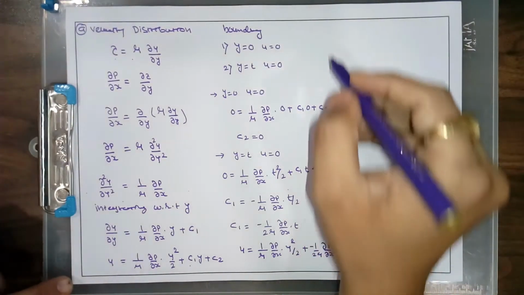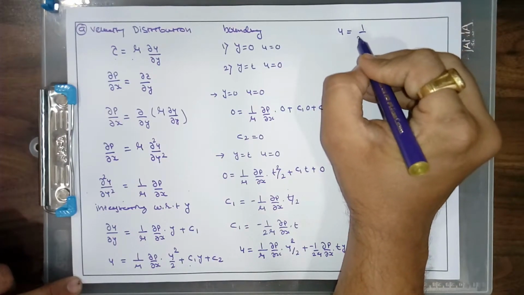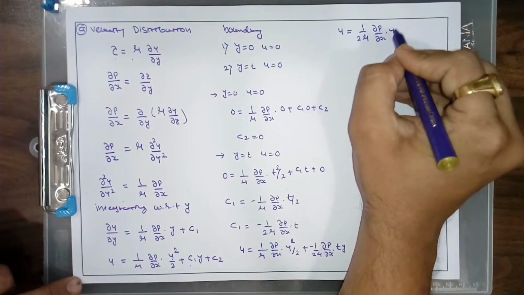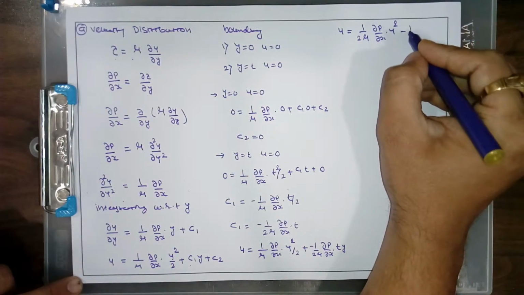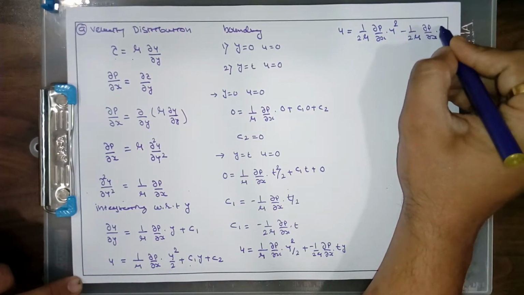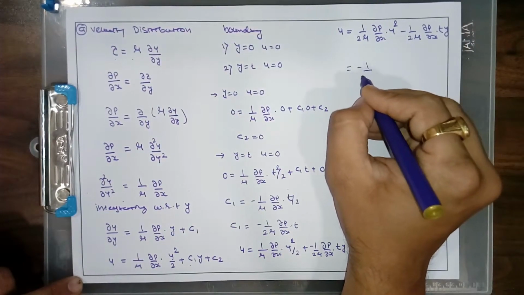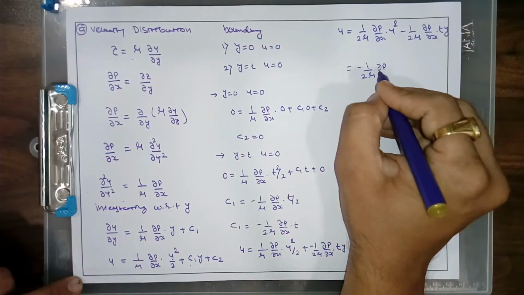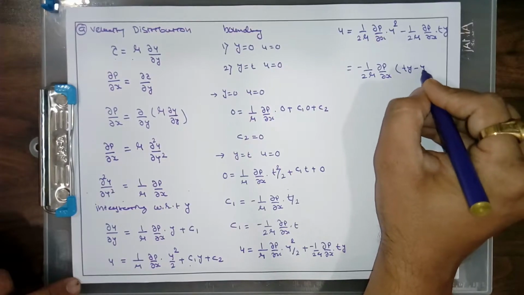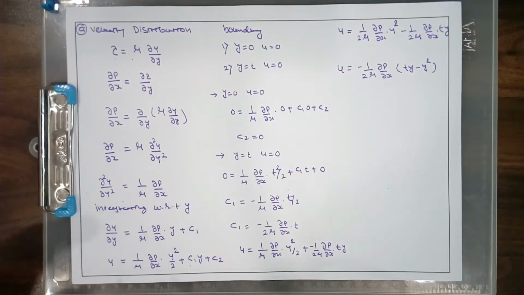Now we do the simplification, so we get u equals 1 upon 2 mu del p by del x into y square minus 1 by 2 mu del p by del x into t into y. Now we take minus 1 by 2 mu del p by del x common from both the terms, so we get t into y minus y to the power 2. So this is the general equation for the velocity.